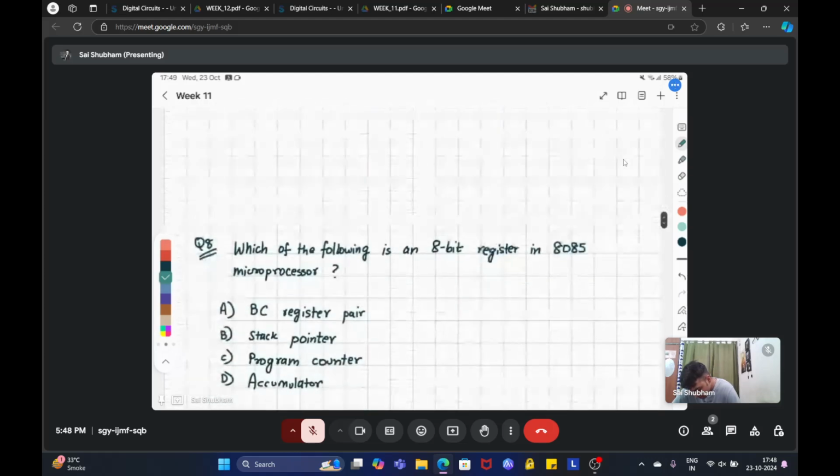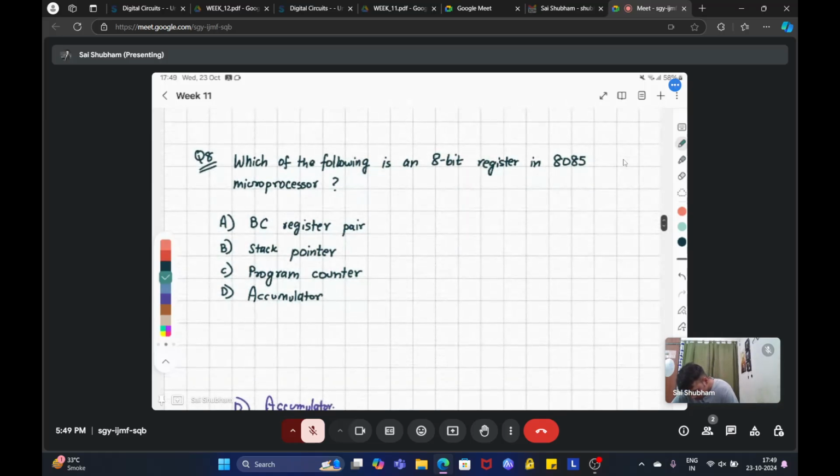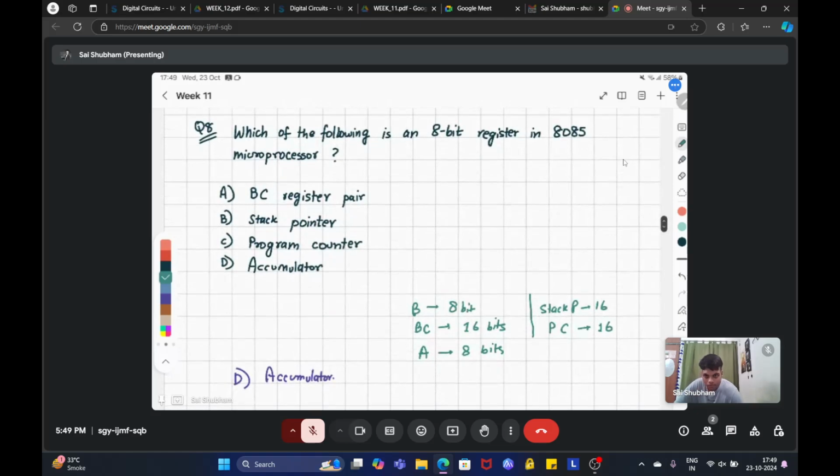Moving on to the next question. Which of the following is an 8-bit register in the 8085 microprocessor? So as we have discussed just now, B is an 8-bit register, but BC as a register pair is of 16 bits. Right? Stack pointer is of 16 bits. Program counter is also of 16 bits, and the accumulator is of 8 bits. So D is the answer.